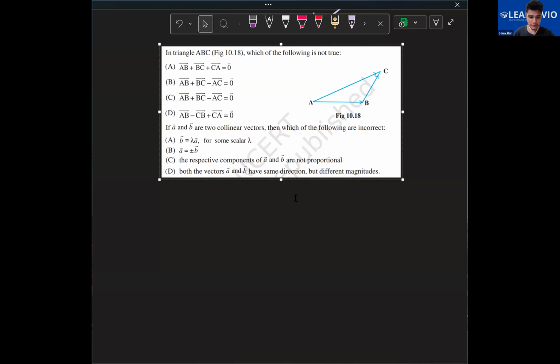What's the answer for the first one? Option C, sir. What's your answer, Angelina? C option, sir. यहाँ पे ध्यान दीजिएगा, यहाँ पे नॉट ट्रू लिखा हुआ है ना.